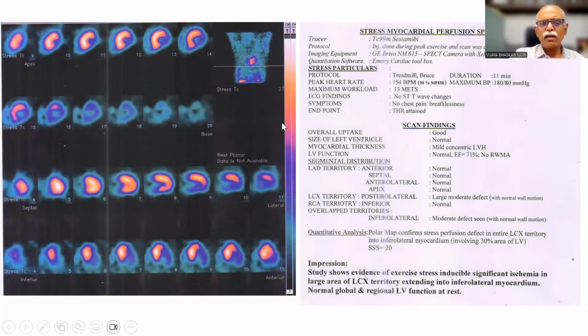So this is a nuclear medicine SPECT stress perfusion study, which shows excess stress inducible significant ischemia in a large area of LCX extending into infralateral myocardium, but the LVEF is maintained.